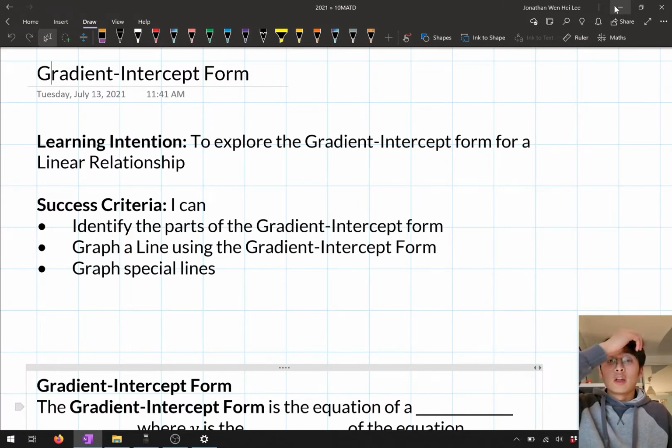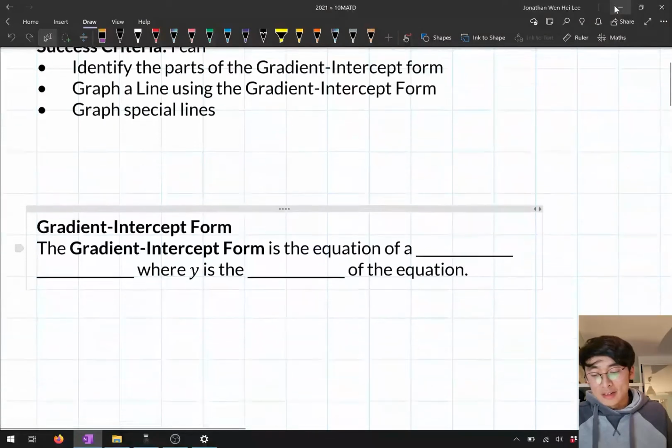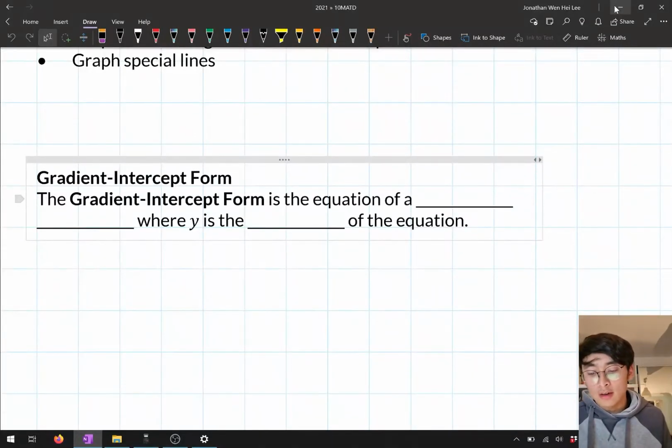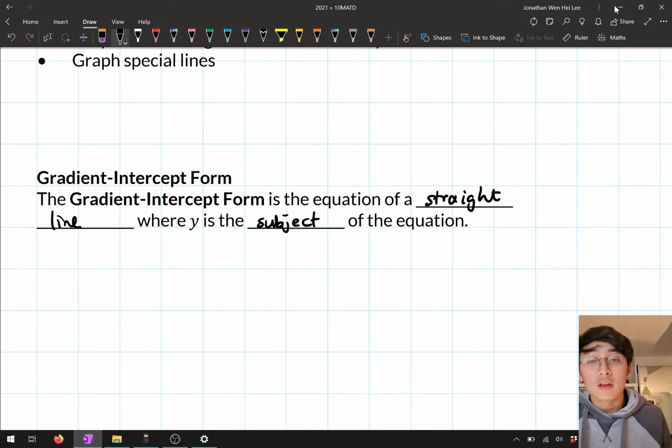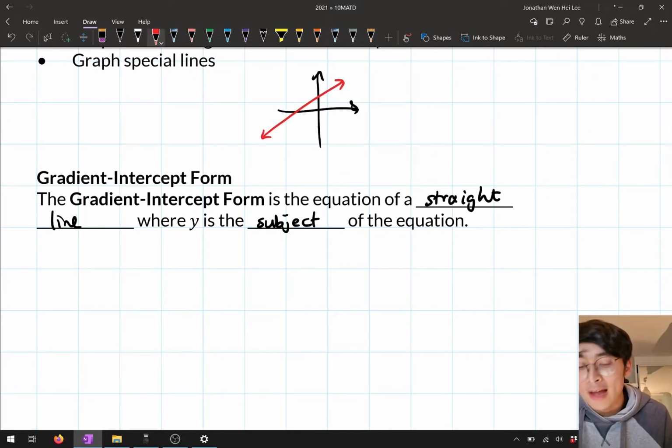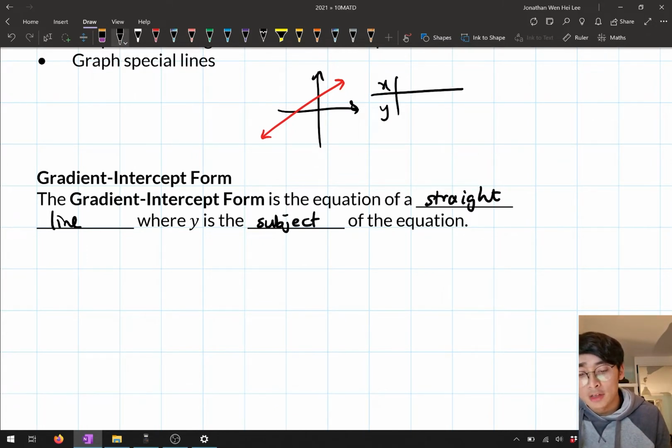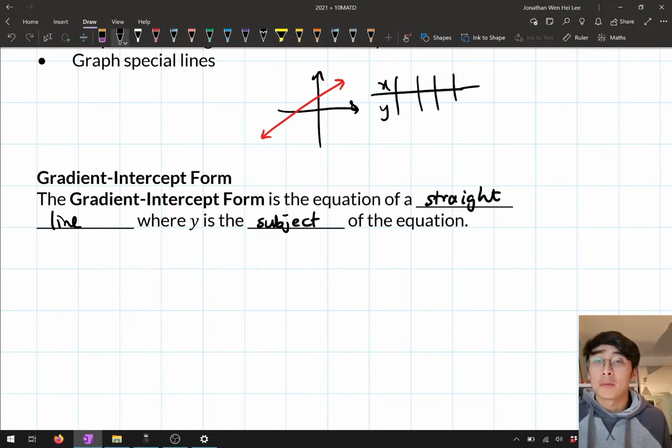So the gradient-intercept form, what is it? Now, here I've got a quick definition. The gradient-intercept form is the equation of a straight line where y is the subject of the equation. So here in this topic of linear relationships, at the beginning of this topic we graphed a whole bunch of lines on a Cartesian plane, and the way that we did this was we filled in a table of values.